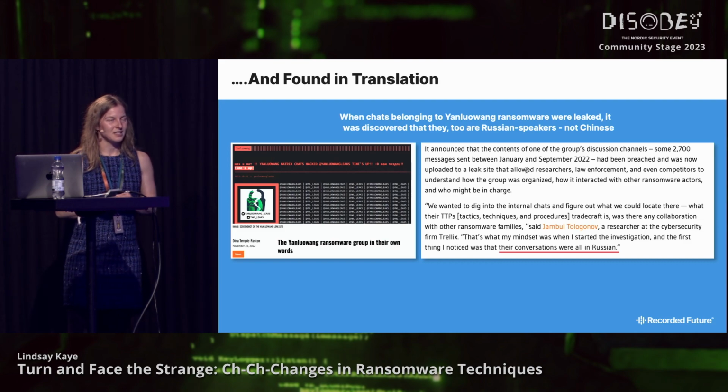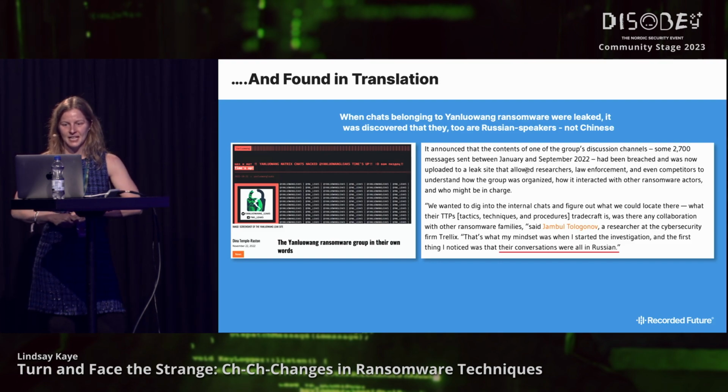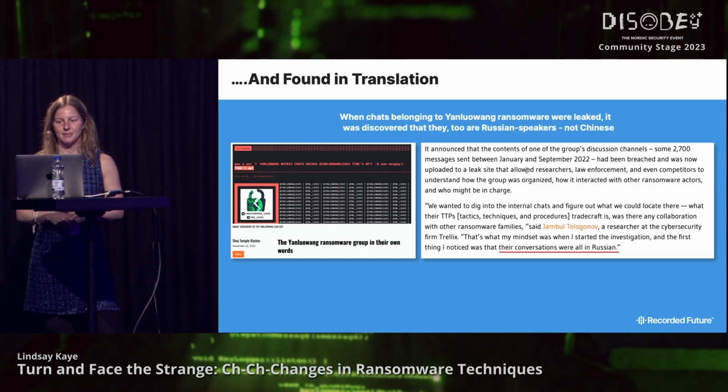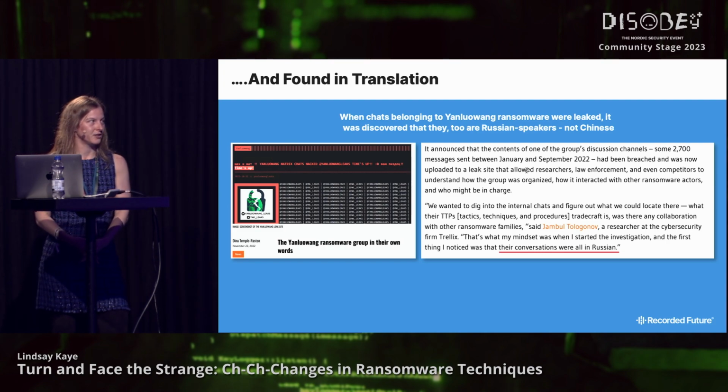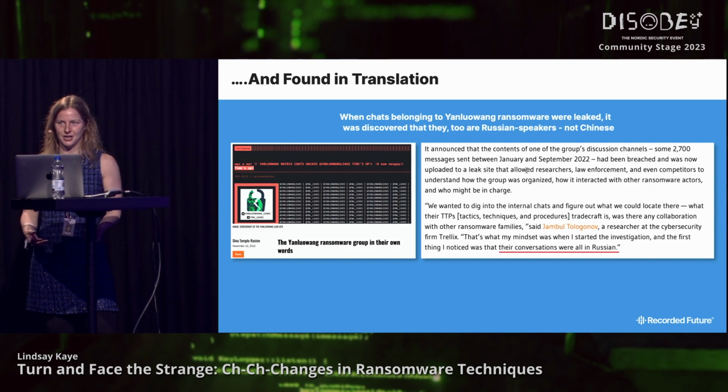Sometimes this doesn't always work out, and they don't do a great job of executing on the false flagging. Yanlu Wang was a ransomware group that purported to be China associated, but what happened was that a lot of their chats were leaked, and it was discovered that the conversations were in Russian, not Chinese, so probably not Chinese associated.